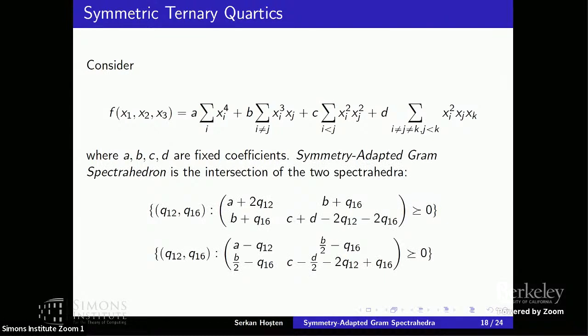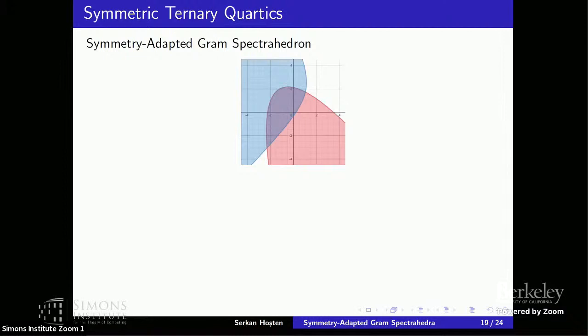If I'm looking at the symmetry adapted PSD cone, I'm sorry, the symmetry adapted Gram spectrahedron, it turns out that it's only 2-dimensional. It's small, and it's given in two pieces. You have to intersect these 2 spectrahedra on the plane. And what are those spectrahedra? They are given by one parabola and its interior, and a hyperbola, where you pick one branch of it, and its interior.